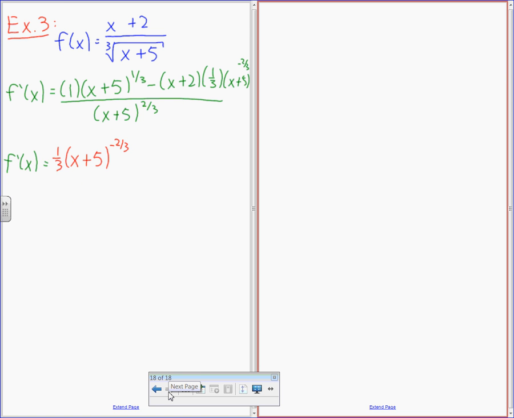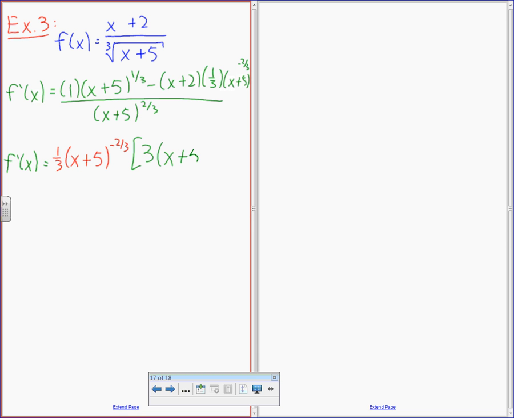Okay, now here's the trick. Because when you're factoring, you're dividing. What's 1 divided by 1/3? 3. And the trick, x plus 5 to the 1/3 divided by x plus 5 to the negative 2/3 is going to be what? x plus 5. The beauty of these questions is they will always work out magically.